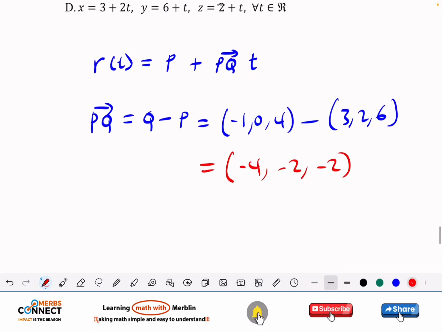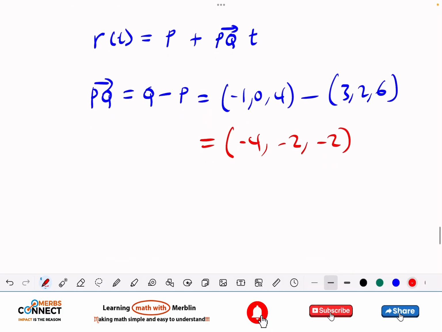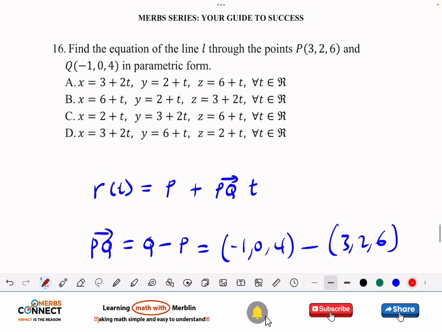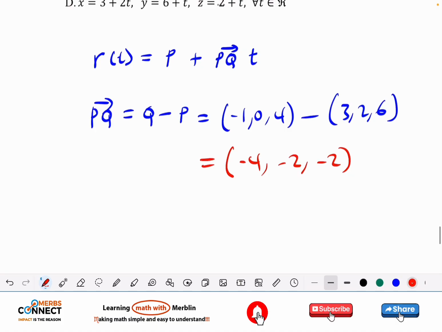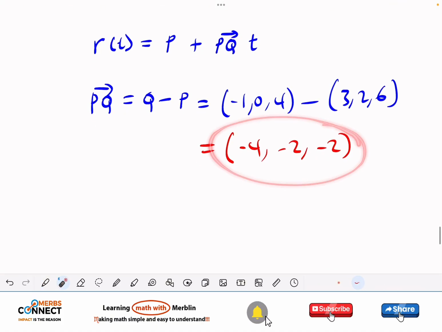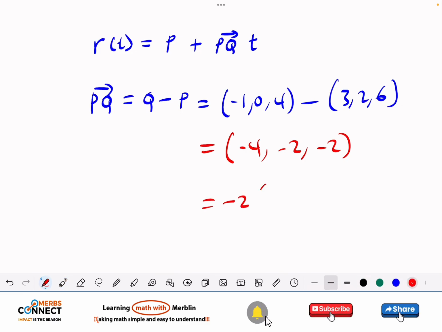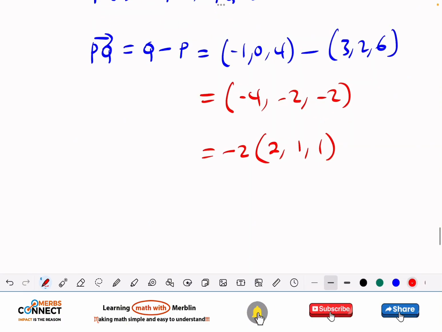Now, what we can do here is very simple. We are looking at the options before we come through with the solution here. So we are going to reduce this to its simplest form. I can factor minus 2 out, and this one will be 2, 1, 1, right? So that is how I can write this one.